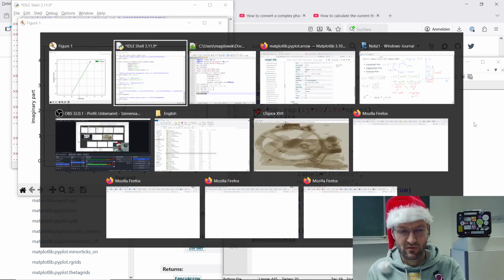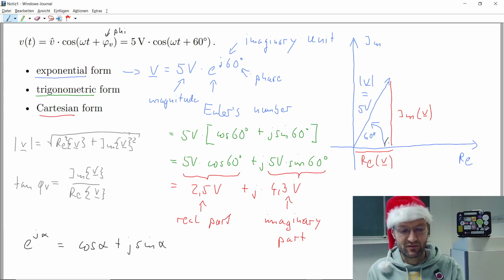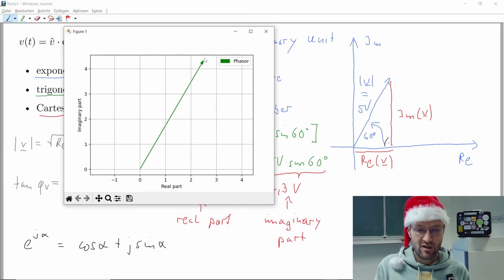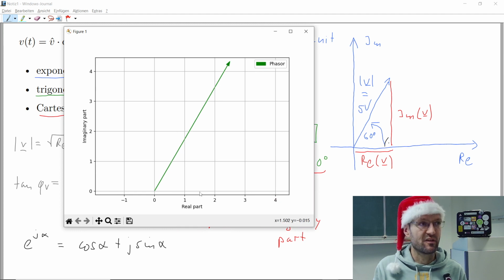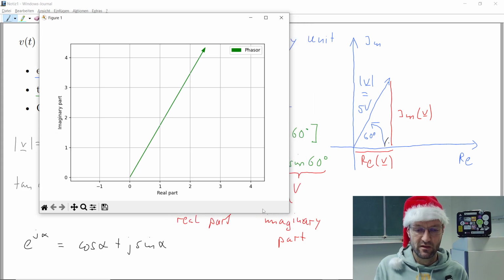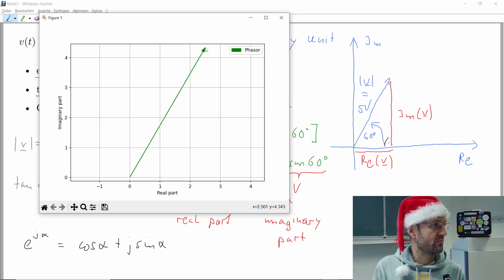So this worked, and now if we compare it with the schematic that we have drawn before, it does not look too bad, right? So we have the same 60 degree angle, we have a real part. You can check this lower right corner here, so that the real part is exactly at 2.5 something and the imaginary part is at 4.3, which nicely makes sense. So this way we can draw phasors in such a plot in Python.